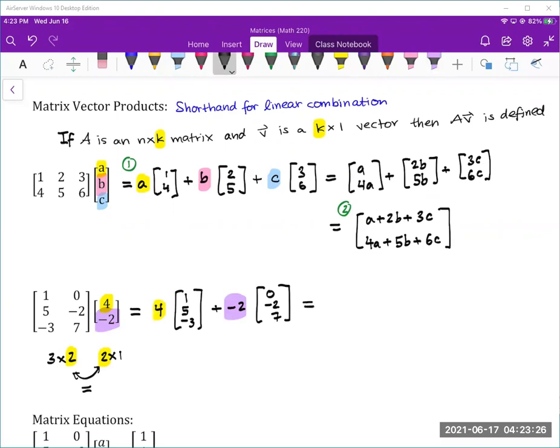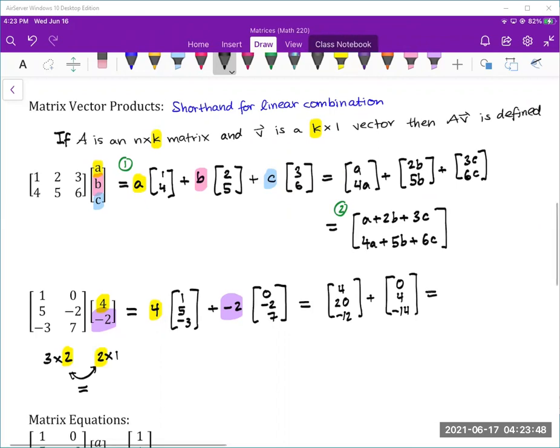To do that, we're going to scalar multiply our vectors. So each entry gets multiplied by the weight. So this is 4, 20, -12, plus 0, 4, -14. And then we're going to add along the same entries. So 4 and 0 gives us 4, 20 and 4 gives us 24, -12 and -14 gives us -26. All right, and so this is our matrix vector product.